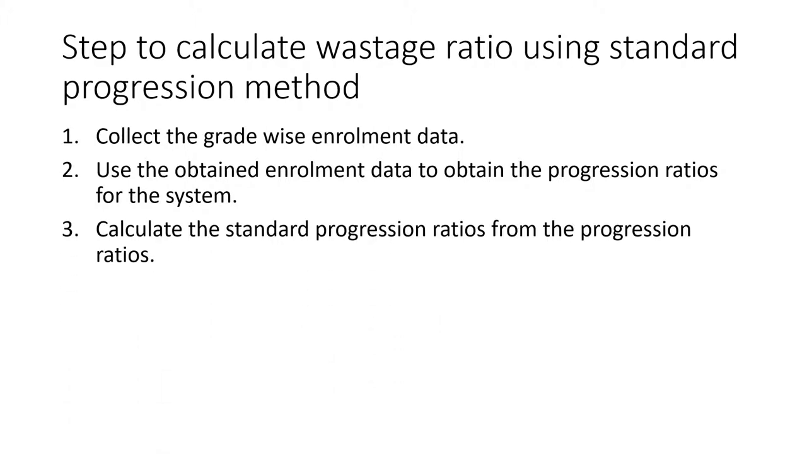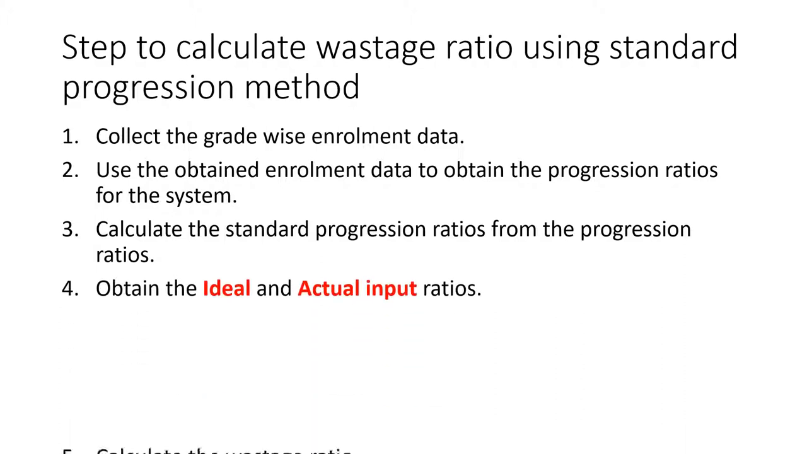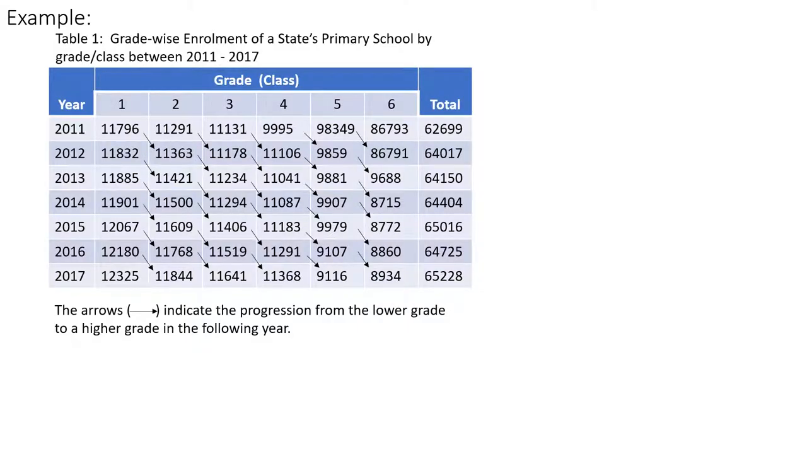Then you calculate the standard progression ratio from the progression ratios that you have. Now you obtain the ID and the actual input ratio. You calculate the wastage ratio. How do you do this? Let's look at this example quickly.